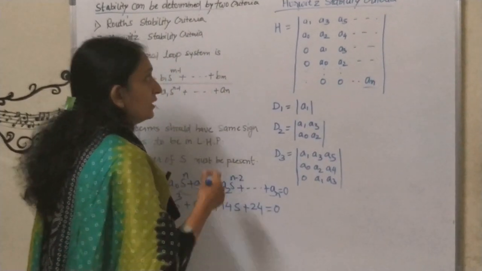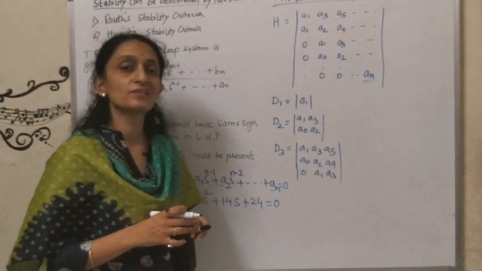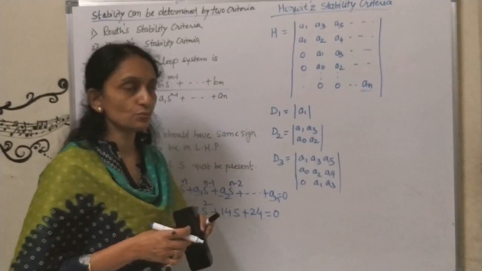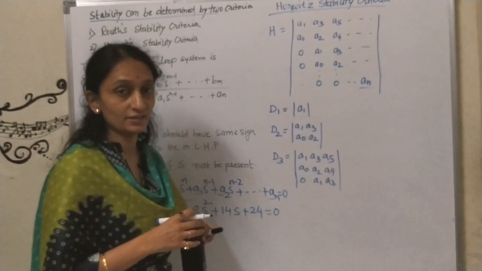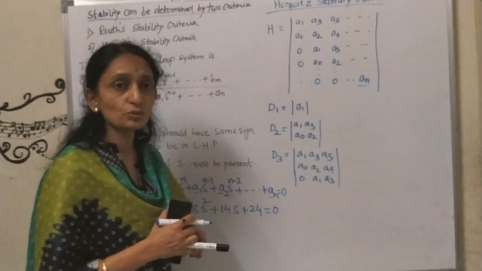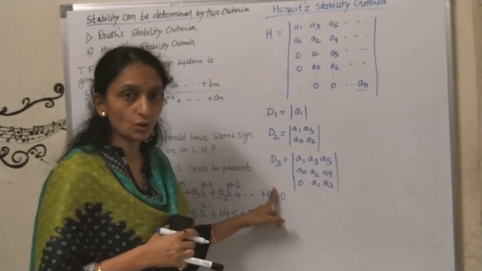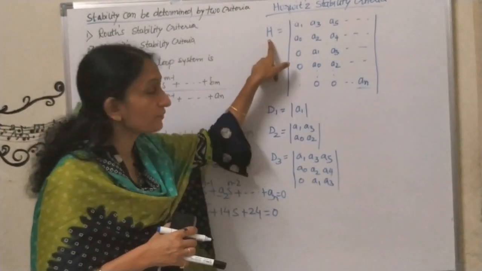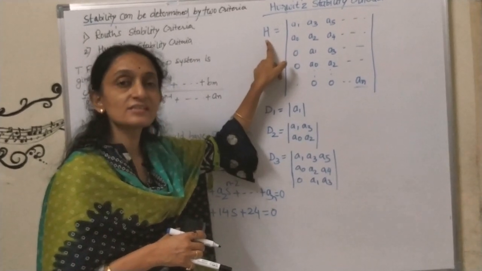Now look at this. For Hurwitz stability criteria, if you have the characteristic equation of the system and it is asked to comment on the stability with the help of Hurwitz stability criteria, what is the important condition for the system to be stable? All the subdeterminants should be positive. All subdeterminants of Hurwitz determinant should be positive. Then only you can say that system is stable.